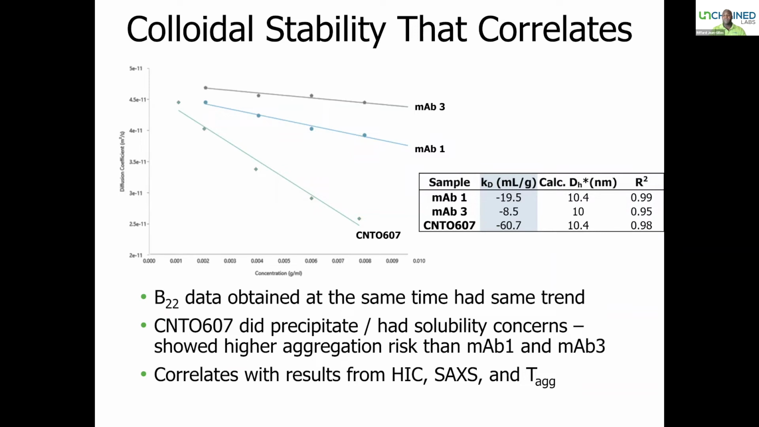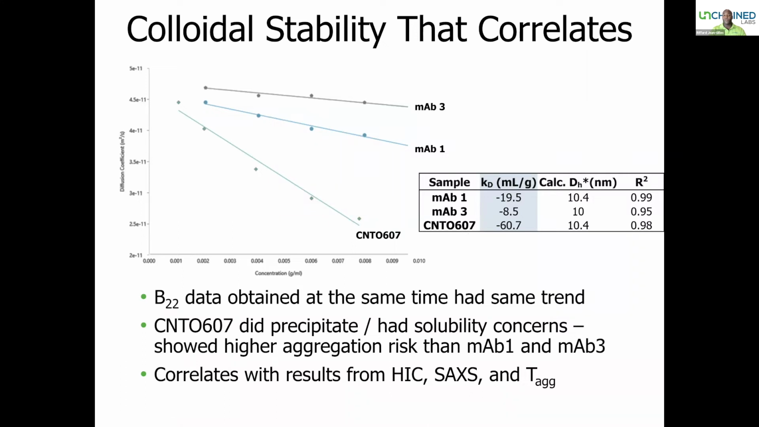If they have a negative value, that means that they are going to be more prone to aggregation, and therefore you should either stay away from those formulations or those candidates, or you may want to at least engineer them differently. If you look at the example here, we can see significant differences where mAb1 has a negative value of negative 19.5, whereas the CNC0607 has a value of negative 60.7. This is a much worse candidate, right, than the other two. And so if you had to select one, certainly you would select the mAb3 first, number 2 mAb1, and your last one would be the CNC0607, okay?